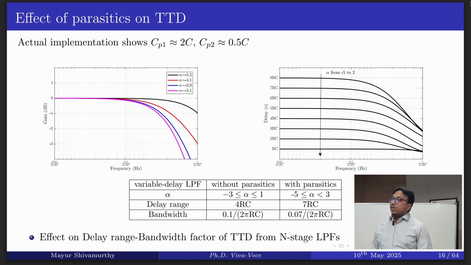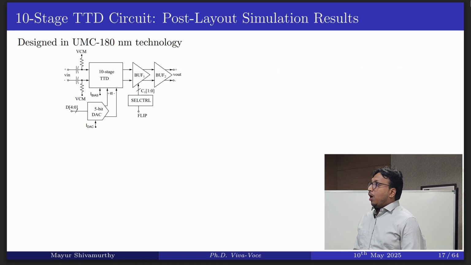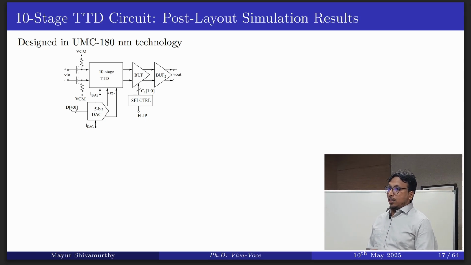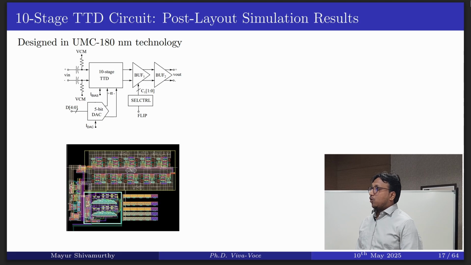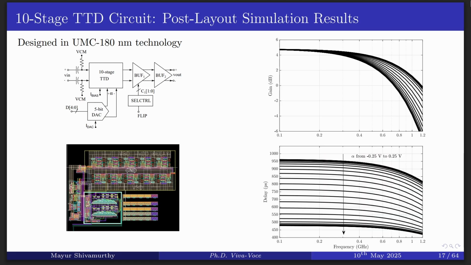And why this becomes important, because from a design point of view, it also depends upon the number of stages which have to be cascaded in order to design a TTD for a given delay range bandwidth factor. Considering these things, we have designed and implemented a 10-stage TTD circuit in UMC 180 nanometer technology, and the post layout simulation result shows that the TTD has a delay range of 450 picoseconds with a delay variation of plus or minus 60 picoseconds and a gain deviation of plus or minus 4 dB.